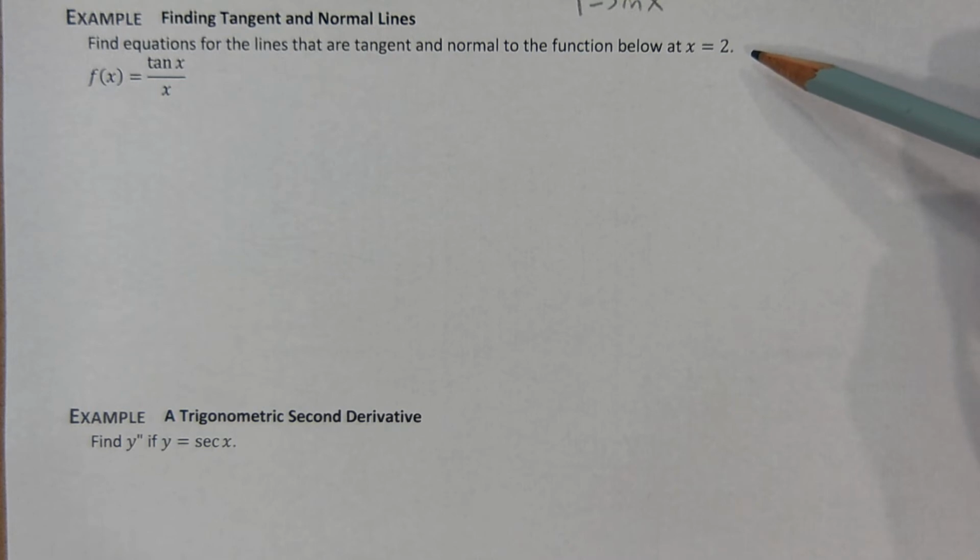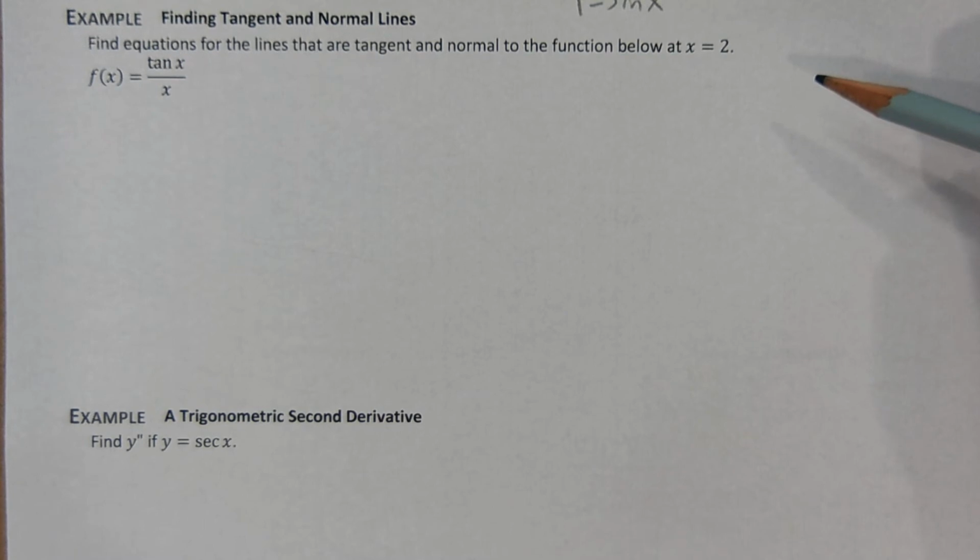2 is not one of our special values, so we're going to have to use our calculators. And you're going to want to put it into radian mode, not degrees. This isn't 2 degrees. Remember, unless it says degrees, unless you see a degree symbol, it's automatically a radian.